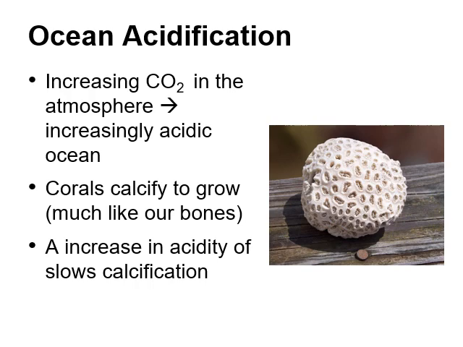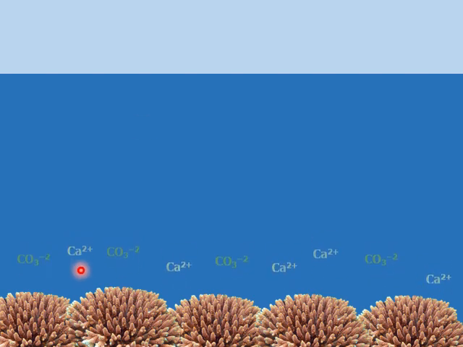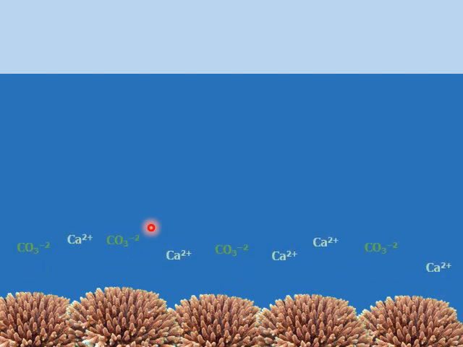Okay, and let's talk about why that is. So how corals grow, and how a lot of things in the ocean that have shells and skeletons grow, is they take up Ca2+, which is calcium, and CO3 2-, which is carbonate. They're taking up calcium and carbonate from the water, and combining them to make calcium carbonate, which is the principal compound in the skeleton of a coral.